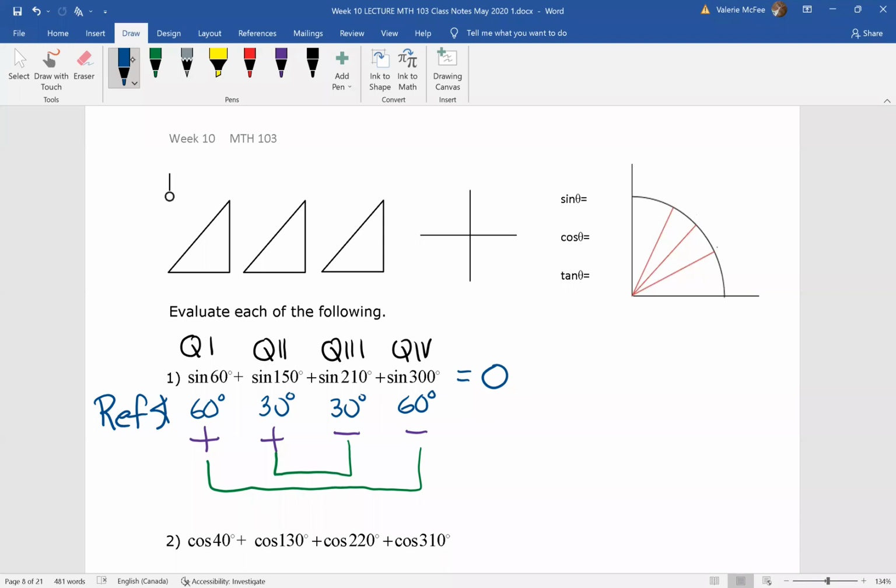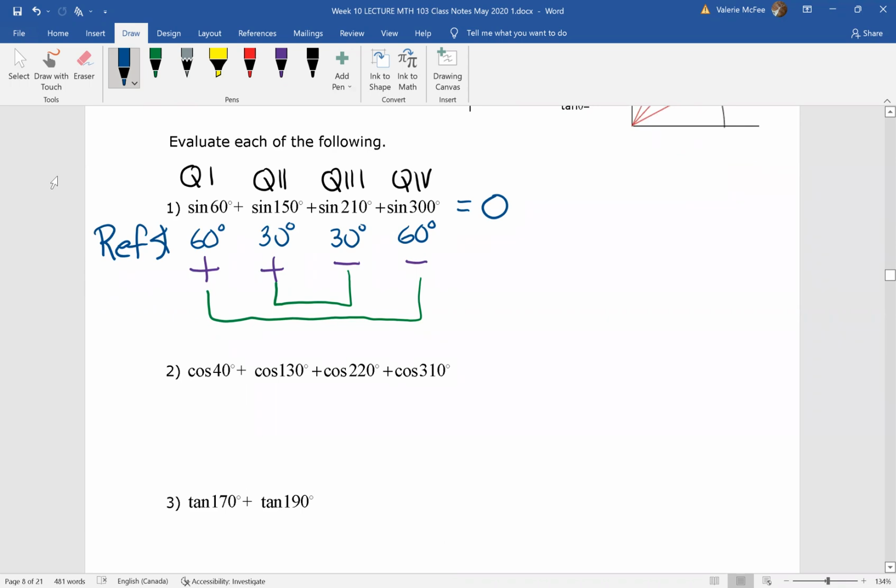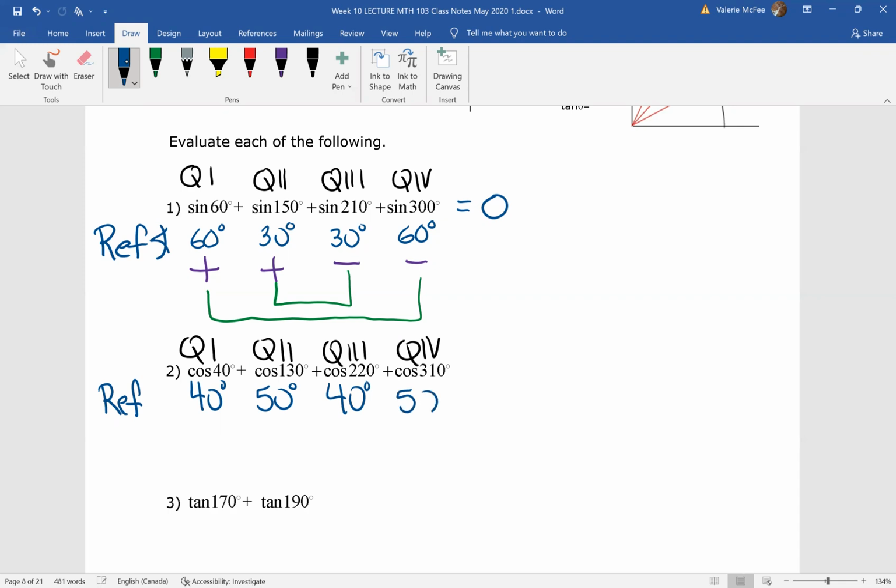Follow this process and try to figure out the answer for question 2. Let's write our quadrants in again. Quadrant 1, quadrant 2, quadrant 3, and quadrant 4. What about the reference angle? 40 degrees here. 130, 50 away. 220, 40 away. 310, 50 away.